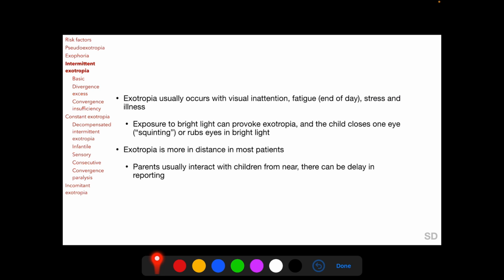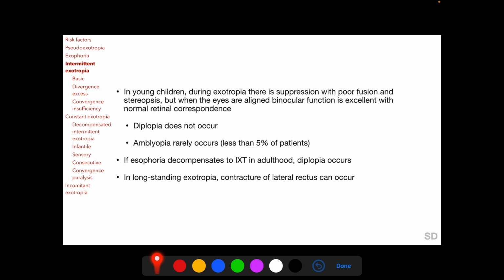In many patients with IXT, exotropia is found to be more in the distance, and since parents usually interact with children from near, there can be a delay in reporting the exodeviation. Since in intermittent exotropia there are periods of exotropia alternating with periods of orthotropia in young children, during the exotropic periods there is suppression with poor fusion and low-grade stereopsis, but during the orthotropic periods there is normal retinal correspondence and binocular function is excellent with high-grade stereopsis.